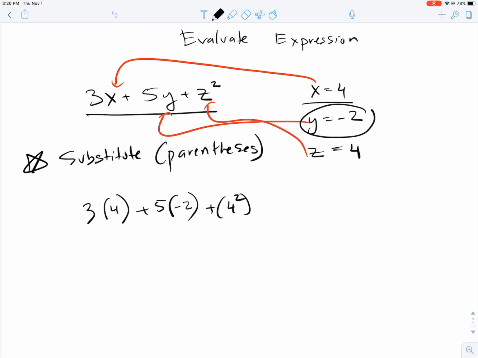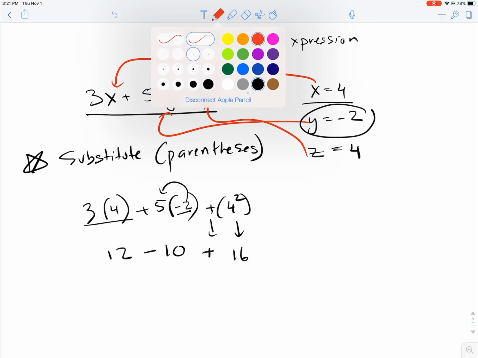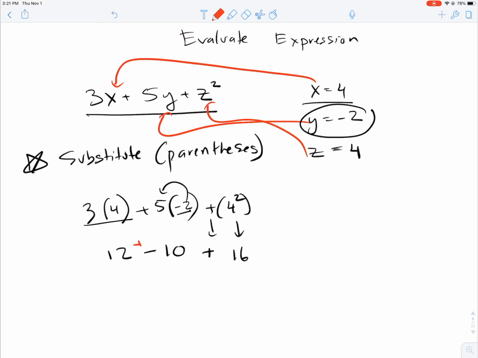First I'm going to work on the exponent. I know 4 squared is equal to 16. Whatever -2 is, multiplied by 5, I'm going to have -10. Don't forget this here. And last but not least, 3 times 4, which is 12. So I have 12 minus 10 plus 16. In algebra, we can refer to this as 12 plus -10, if you like.